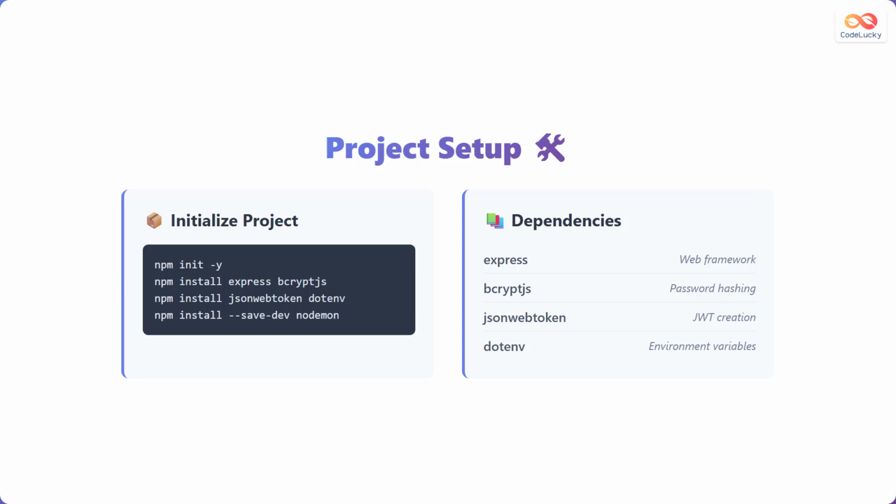Now let's talk about these dependencies. Express is our web framework. bcryptjs is used for password hashing. JSON Web Token is used for JSON Web Token creation, and dotenv is used for managing environment variables.